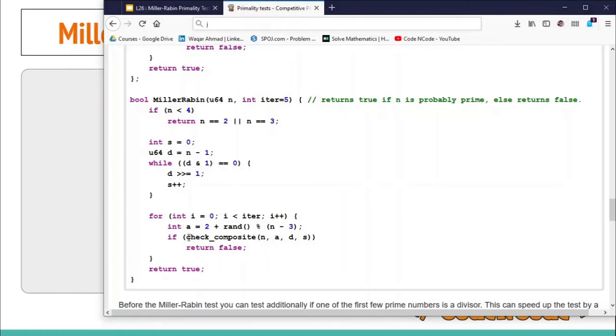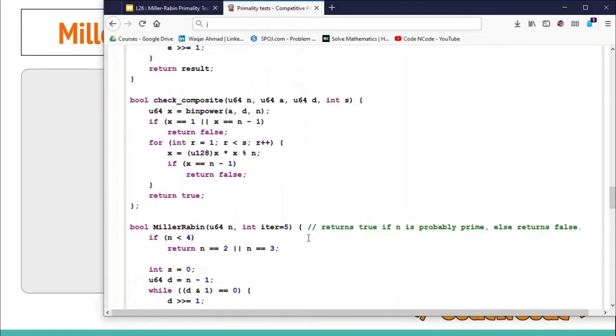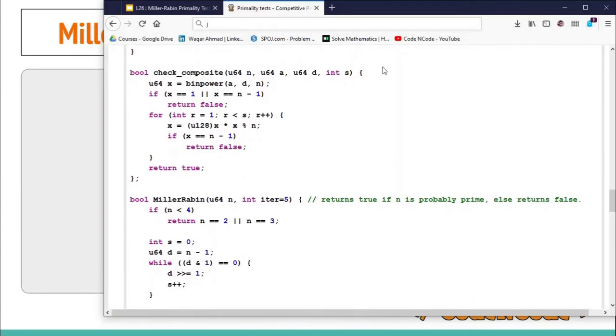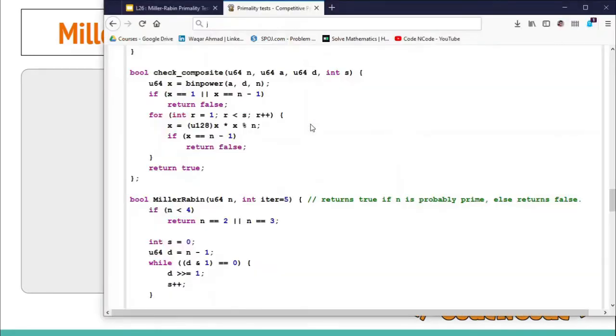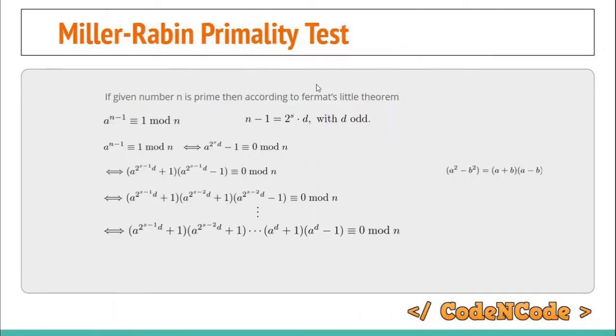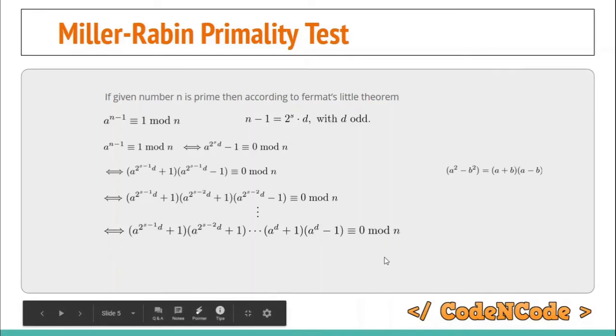Now, the check composite function takes arguments n, a, d and s. Of course you would need those. You need n because you are calculating modulo n. You need s and d, and of course the base. We calculate a raised to power d, because one of these factors must be divisible by n.